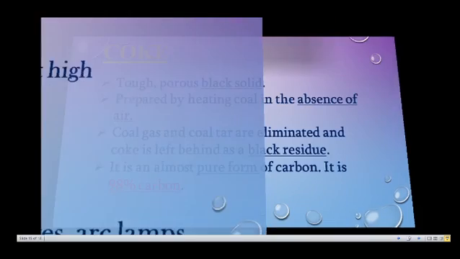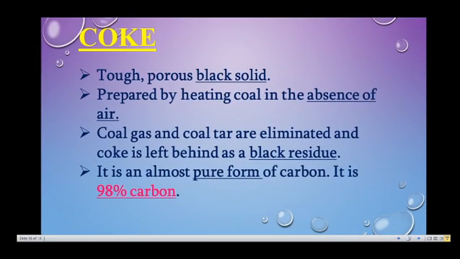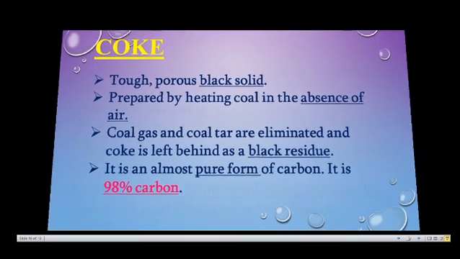And next we are going to see coke. It's a very important product of coal. It is a tough and porous black solid. It is also prepared by heating coal in the absence of air. That is the destructive distillation process. So coal gas and coal tar are eliminated and coke is left behind as a black residue. It is almost a pure form of carbon. Coke contains 98% carbon, so that's why it is also a pure form of carbon.